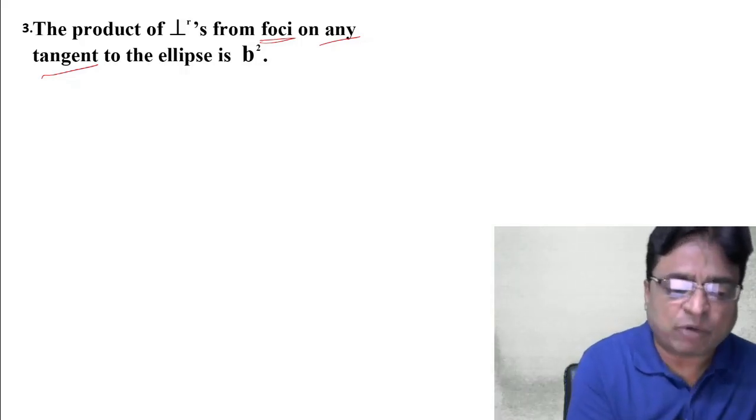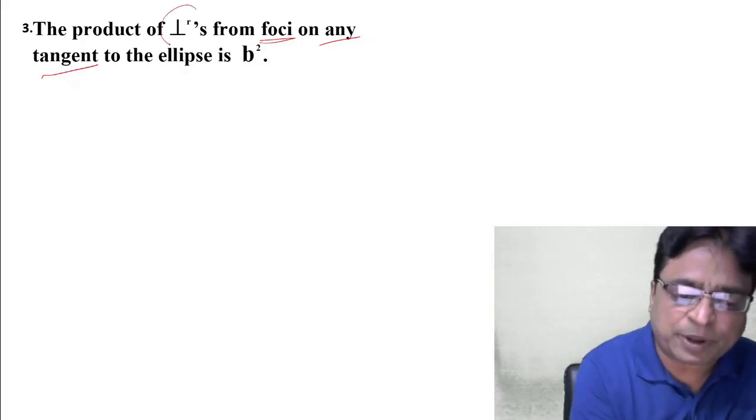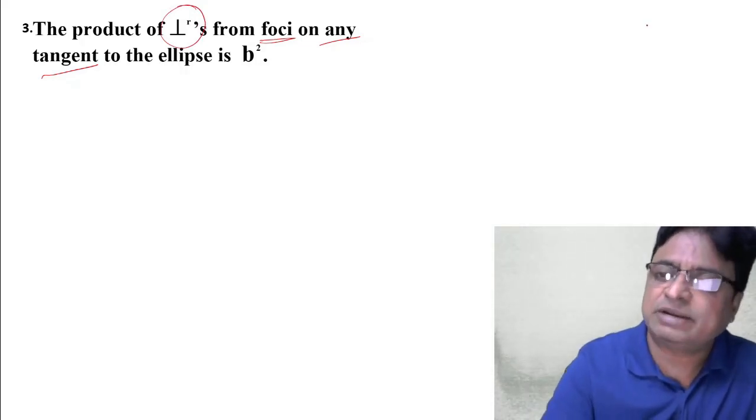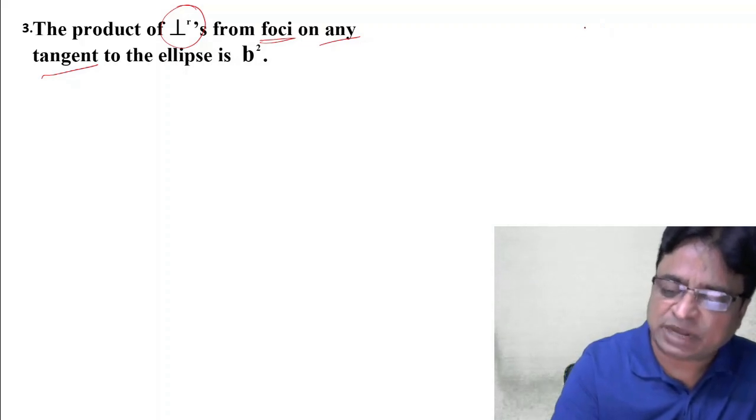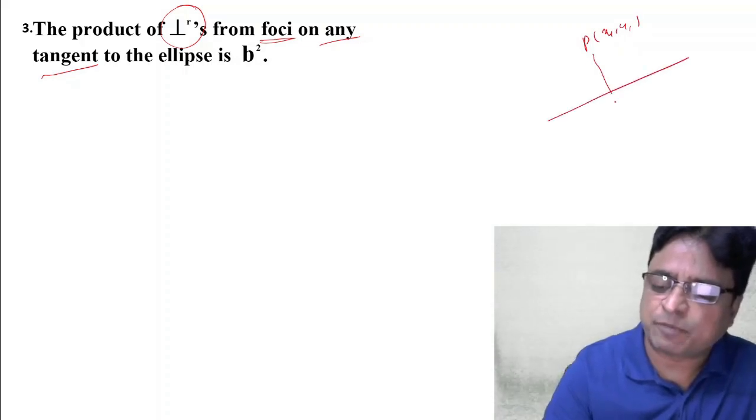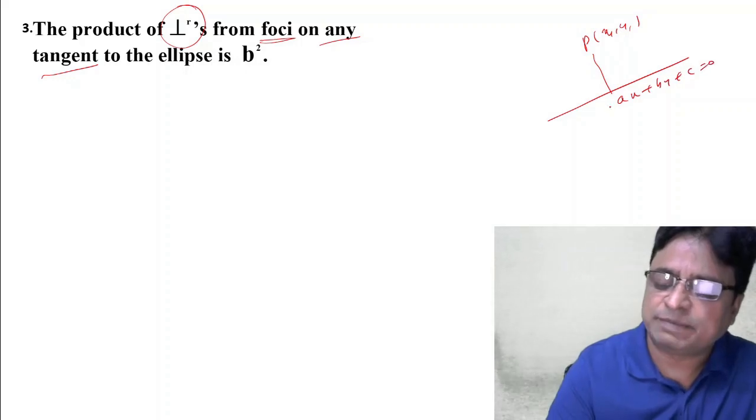So here I am now finding the product of the perpendiculars. You know it very well from straight lines. Actually, these are the formulae. Suppose (x1, y1) is any point, then what is the perpendicular distance from the point onto the line ax plus by plus c equal to 0? That means what?